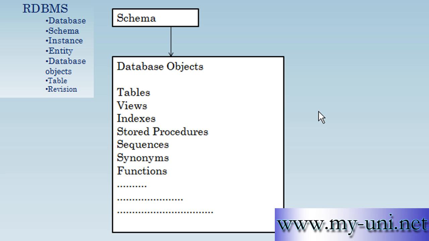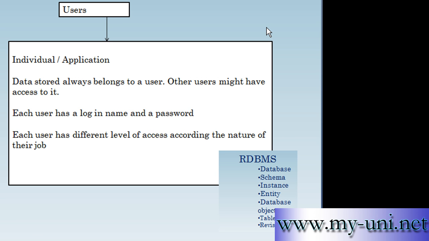A synonym is a duplicate name for another database object that has a complex name. Again, it is used to make things easier in a complex environment. Sequence. A sequence is a database object that generates incremental values for a column of a table rather than the user doing it.